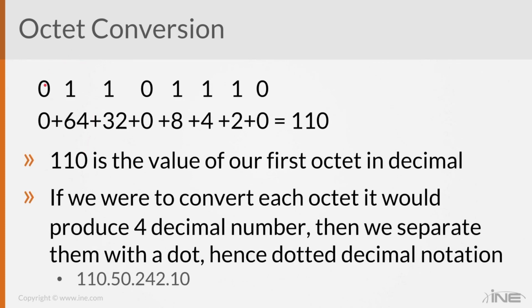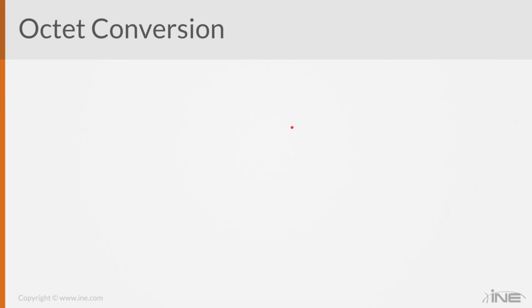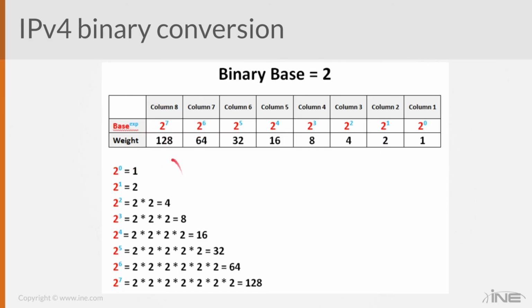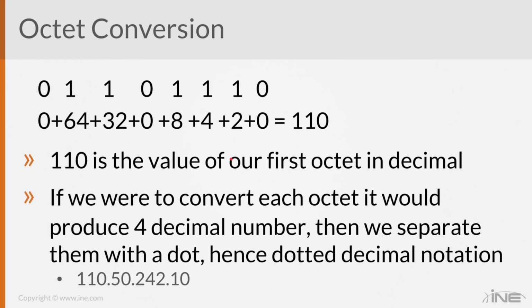So how do we do this? What you do is look at your chart and start from the number on the left. So it would be 0, 1, then 64, 32, 0, and then 8, 4, 2, and 0. You add them up, and that gives you the number 110. That's how you convert from this chart, by putting your binary number just below it, and that gives you your number. So 110 is the value of our first octet in decimal.